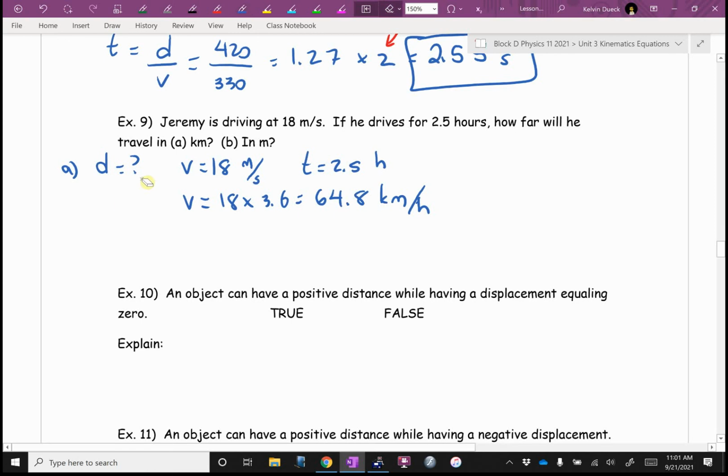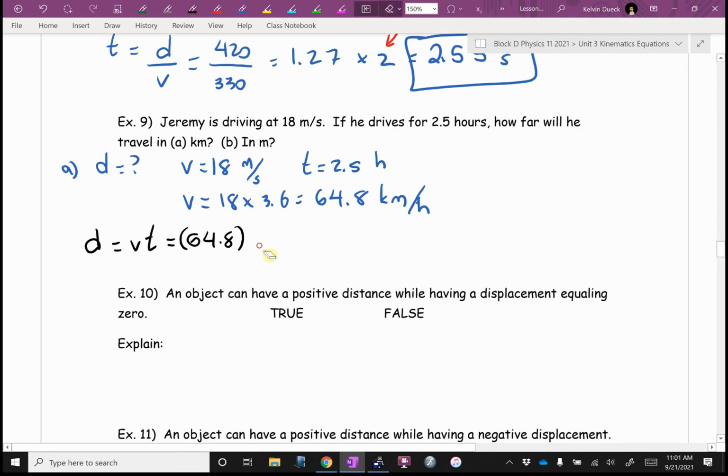Looking for an equation that's got a D, a V, and a T in it. There is one. I think D equals VT. Yes? What I'm going to use for V, 64.8. What am I going to use for T?